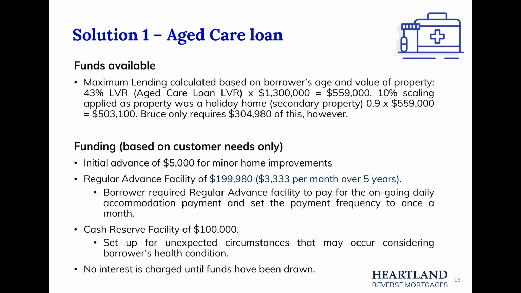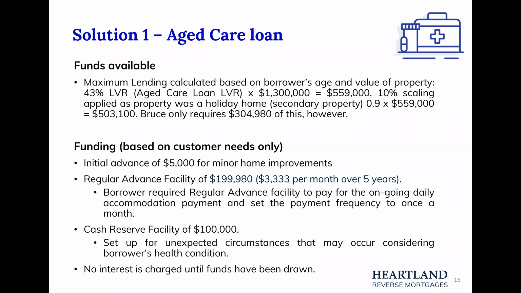So the max limit we can provide for standard, we've worked out to be $559,000 here. We need to reduce that lend by 10% as a secondary home, and that amounts to $503,100. However, this is fine because Bruce only needs to take out what he requires, which is only $304,000 and not.